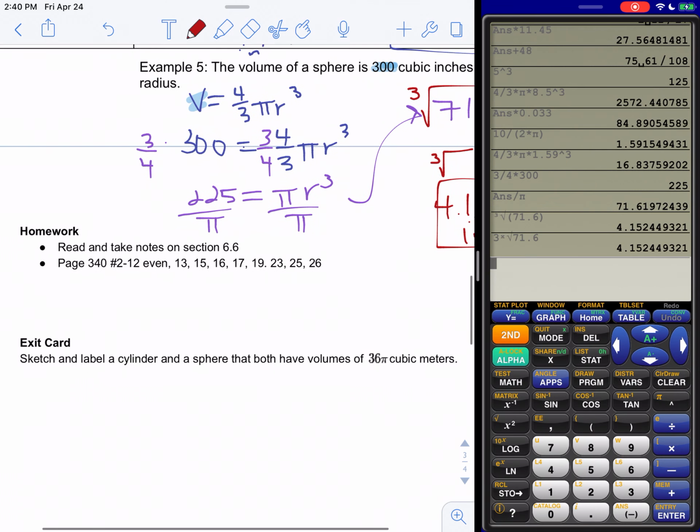All right, so for your homework to try to take a look at this, we're in section 6.6 in our textbook, page 340, 2 to 12 even, 13, 15, there's something funky with my copy, you can't see 16, so you can skip that one, 17, 19, 23, 25, and 26.